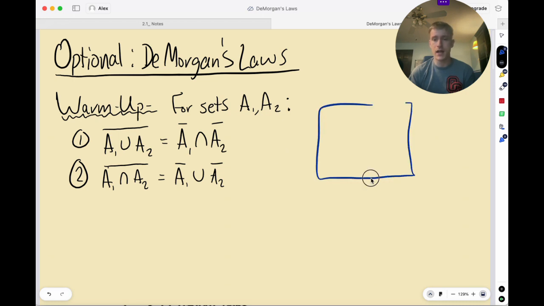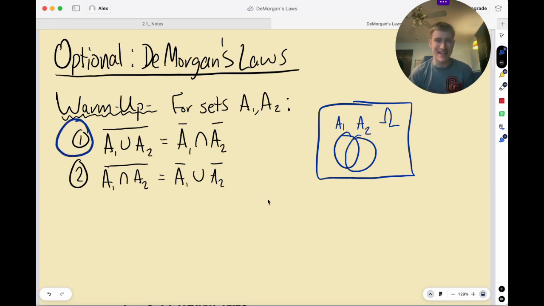Imagine that I have a sample space here with two sets, which we'll call A1 and A2. The first fact says that the complement of their union is equal to the intersection of their complements. What on earth does that even mean? Well, the union, remember, is all of A1, A2, and their intersection. So if I were to shade that, it would just be all of this. Then the complement is really everything else.